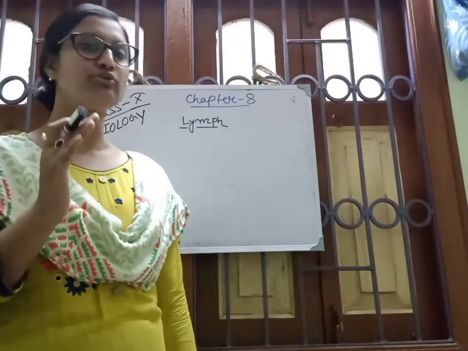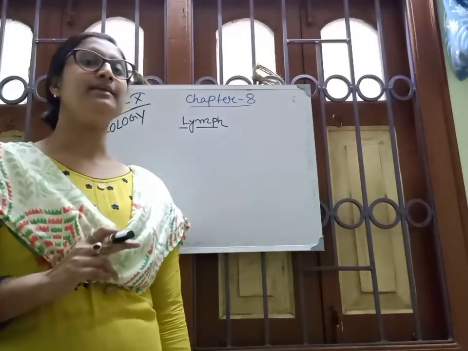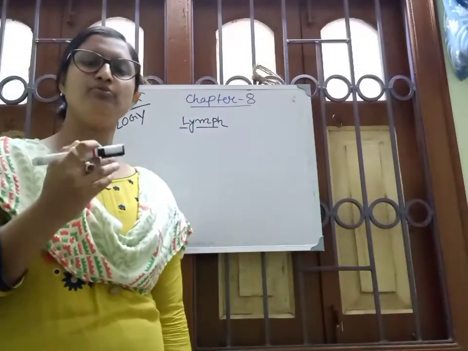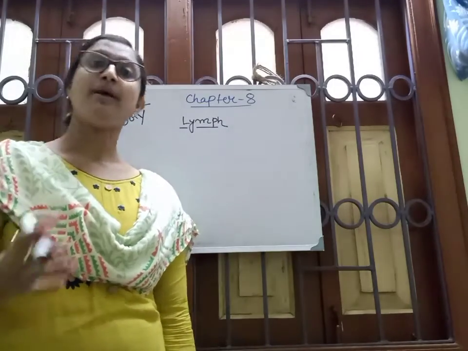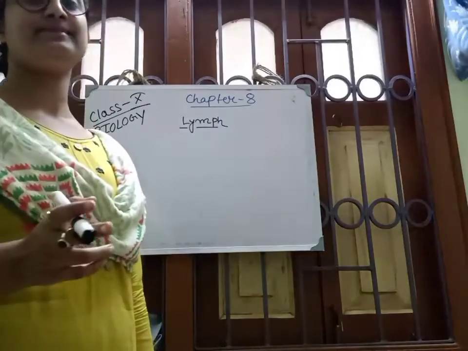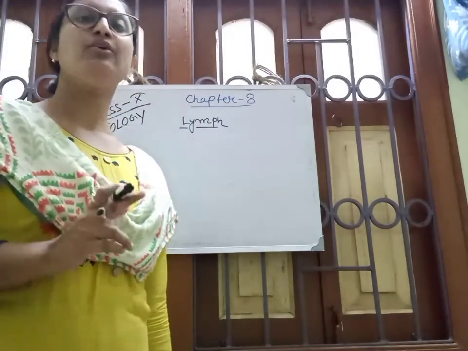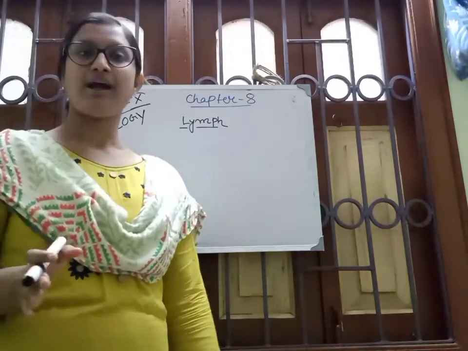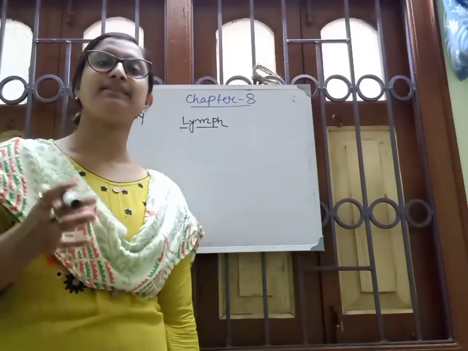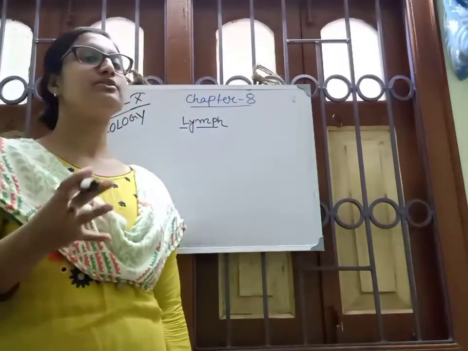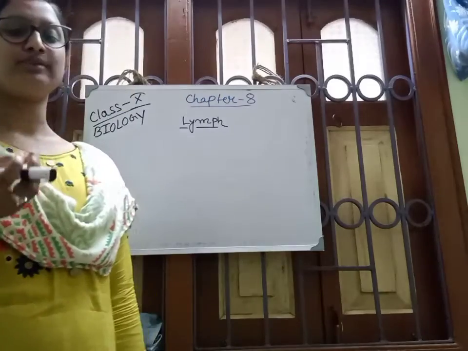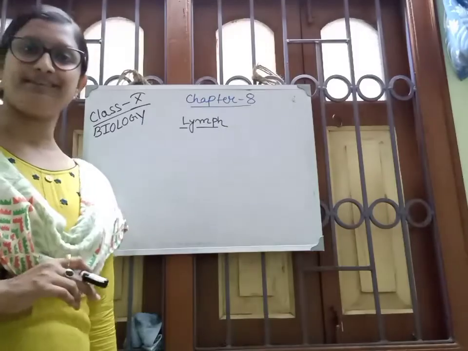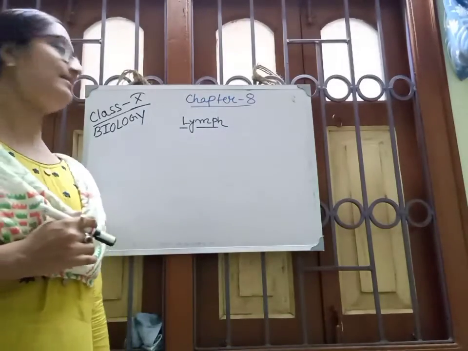What is the difference between blood and lymph? Blood contains different types of cells, RBC, WBC and platelets, and different types of protein. But in lymph, lymphocytes or leukocytes are present. RBC and platelets are not present in the lymph, and the plasma proteins are not present either. This is the difference between blood and lymph.